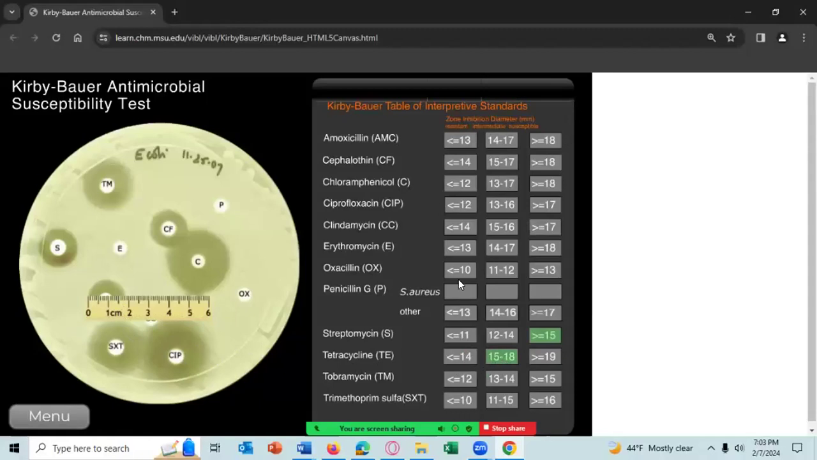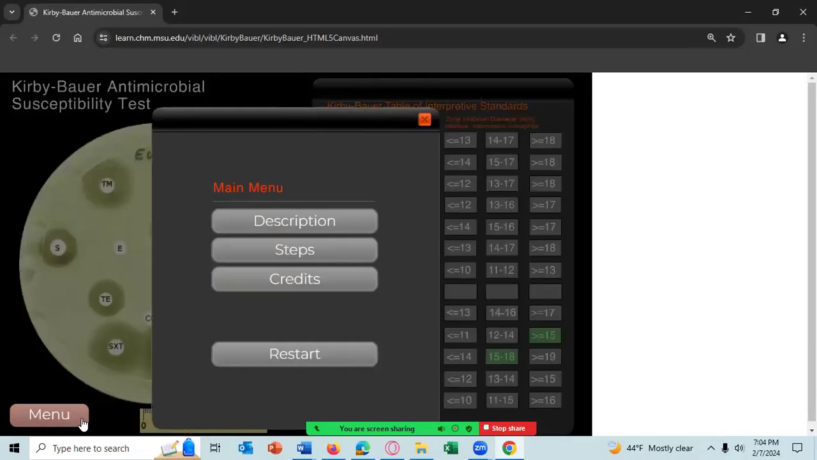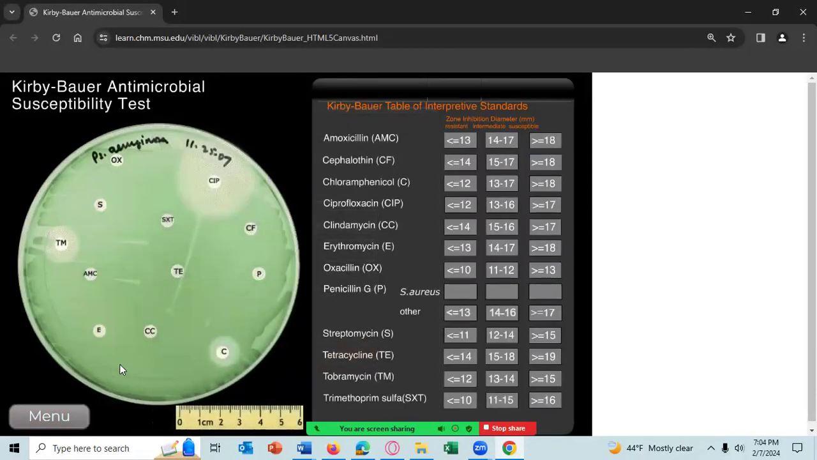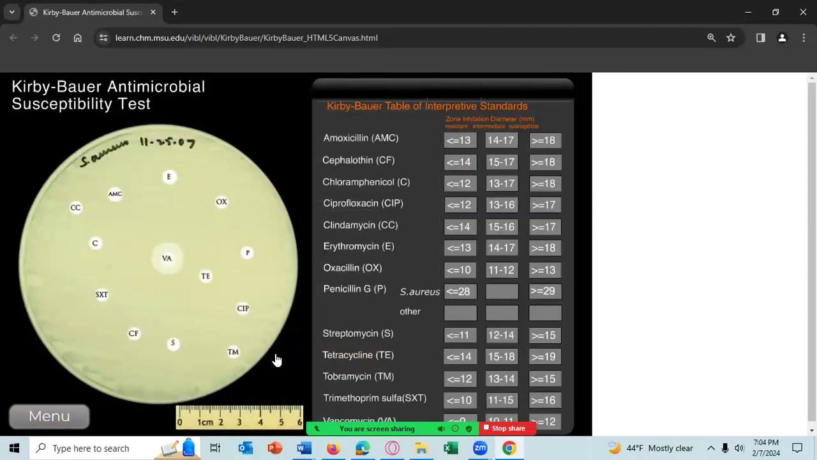All right. So this is how you do the virtual lab. And then you can click the menu. There are actually 3 plates here. Restart, and it switches the plate. So this is Pseudomonas aeruginosa and the different antibiotics here. And then you got another table there. And you can go and do it again.